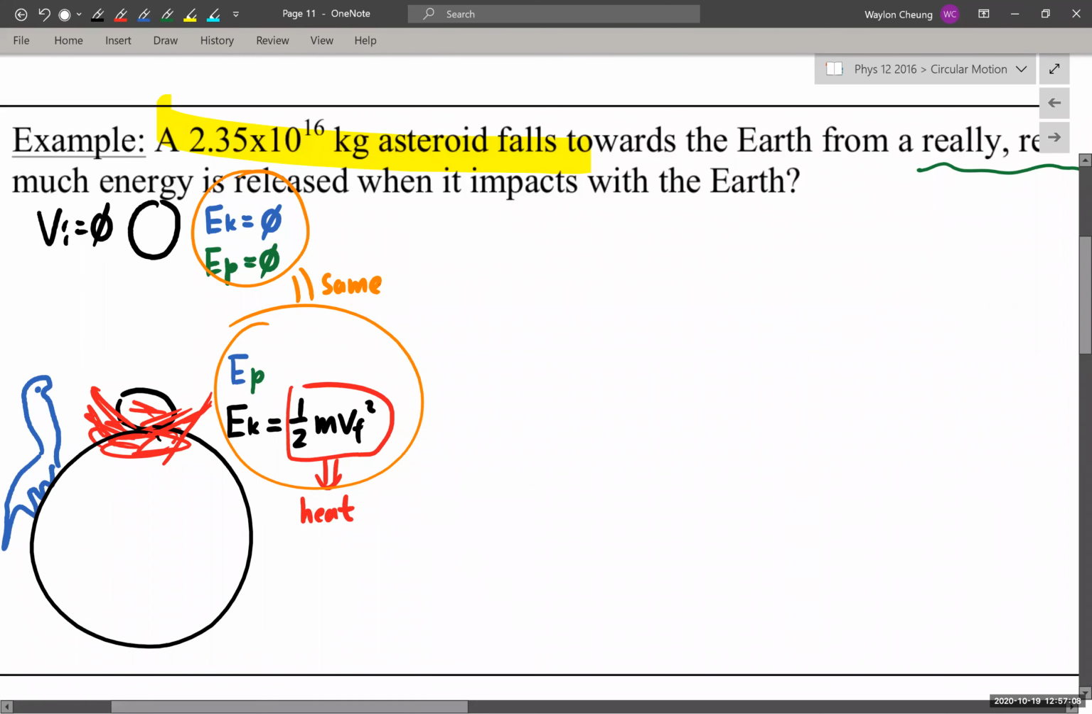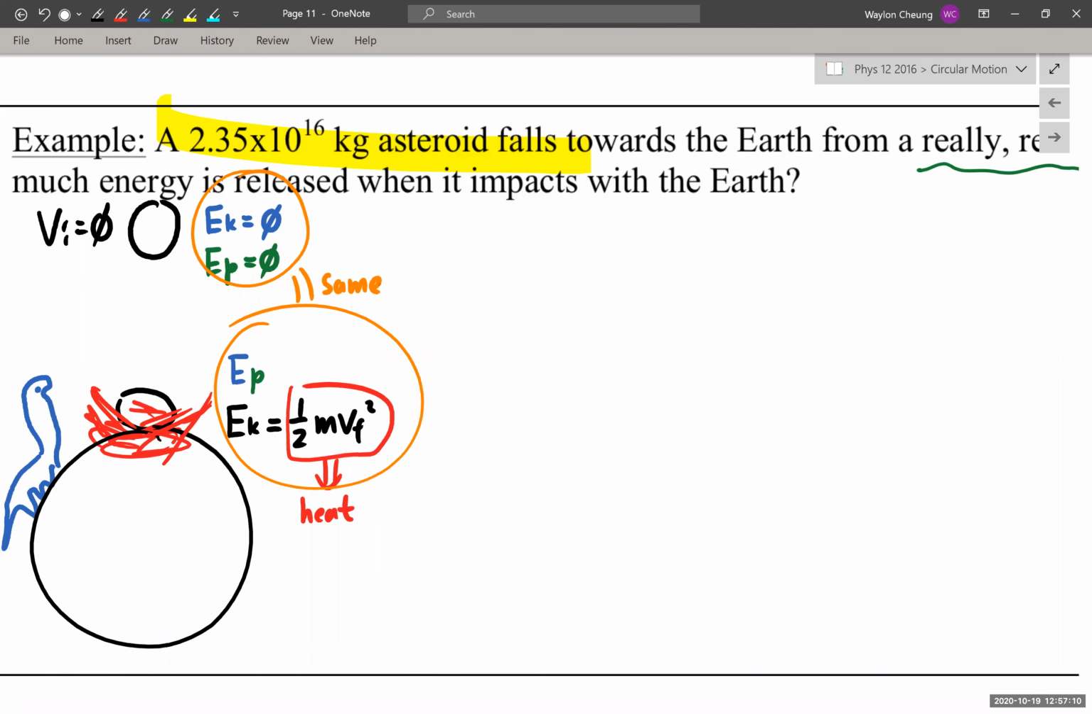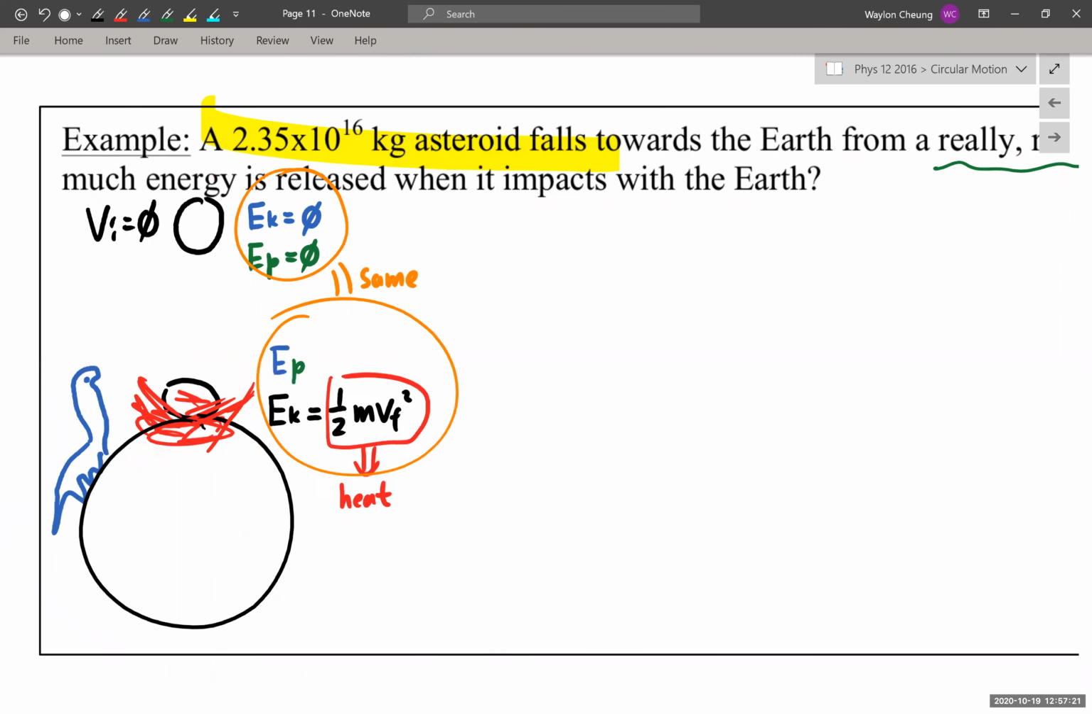So the energy from the asteroid is not gone. It's just turned into heat, which heats up the Earth and heats up the asteroid. The asteroid completely melts, and then the explosion creates this perpetual cloud in the sky for thousands of years, and then all the dinosaurs die, all the plants die, like that, right?